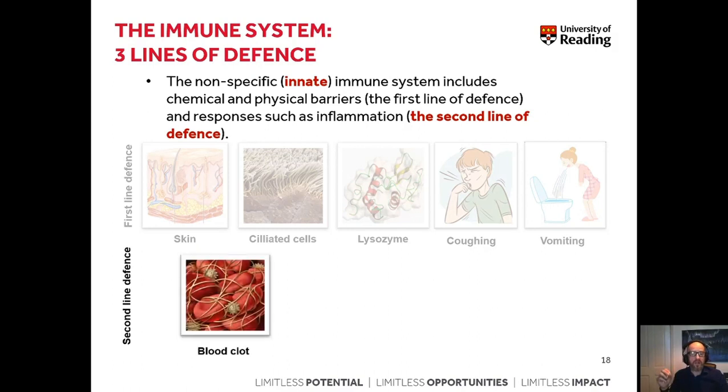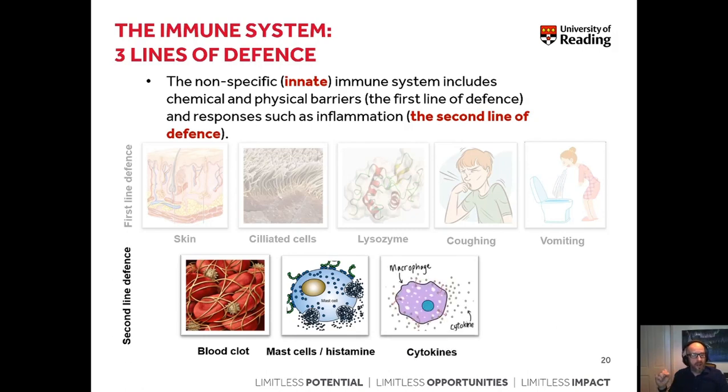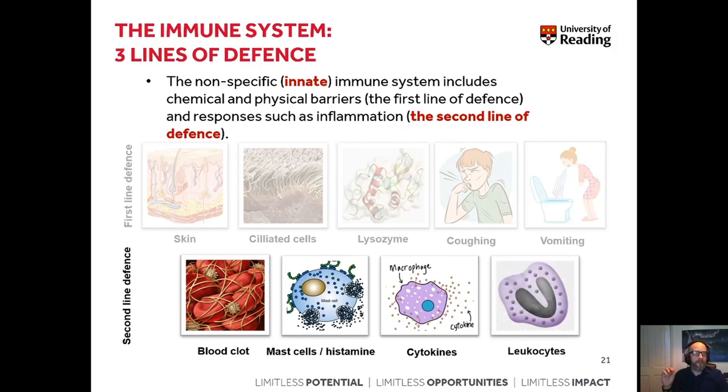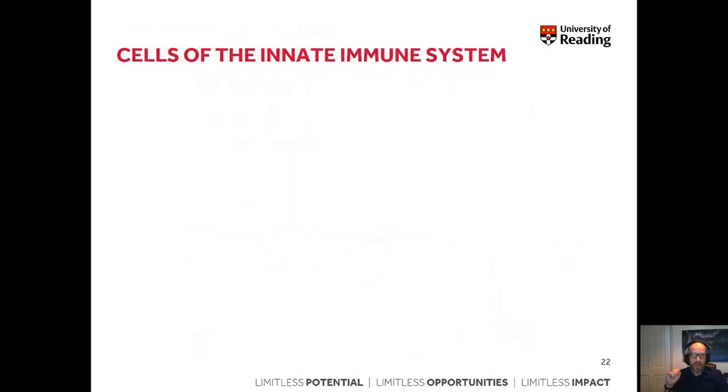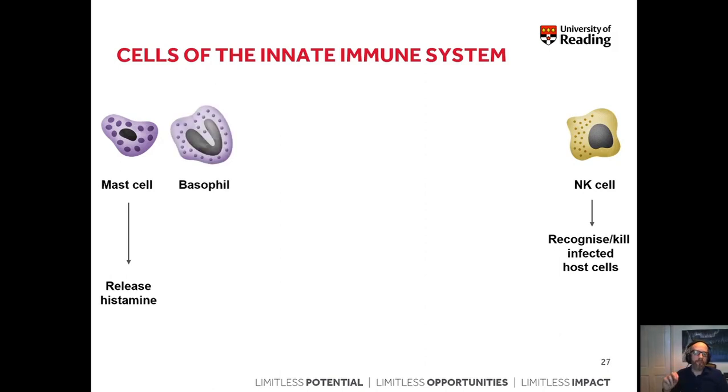and it consists of blood clotting, a release of histamine by mast cells, action of cytokines that are released by macrophages but also by dendritic cells, and further action of other leukocytes. So in terms of cells that belong to innate immune systems, we have the mast cells that, again, as I mentioned before, release histamine. We have also natural killer cells that recognize and kill cells that are infected. And we also do have basophils, eosinophils, and neutrophils.